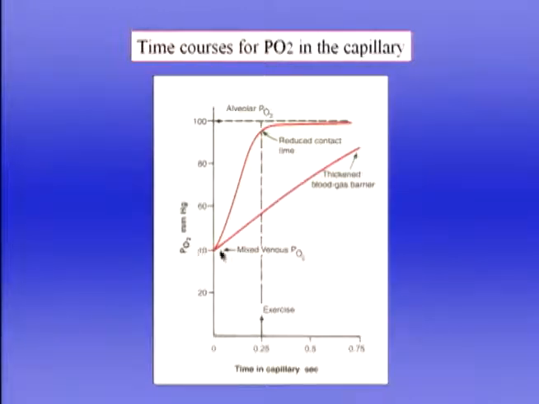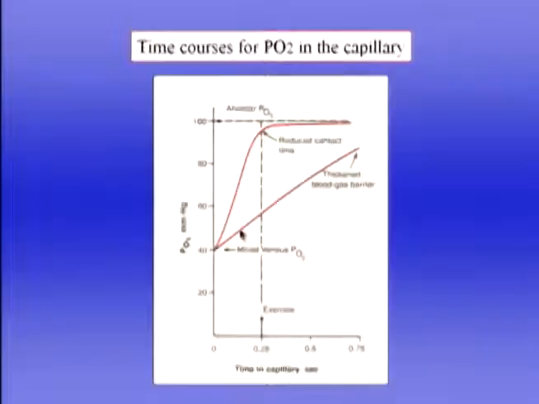And you remember that the blood comes in with a PO2 of about 40. The PO2 rises very rapidly, so that even in one third of the time available, the PO2 of the blood has virtually reached that of alveolar gas, and there's plenty of diffusion reserve in the normal lung. However, on exercise, when the contact time is reduced because of the high cardiac output, then the reserve is less, as shown here. Now, suppose we have a disease that thickens the blood-gas barrier and therefore slows the rate of diffusion of oxygen across the barrier.